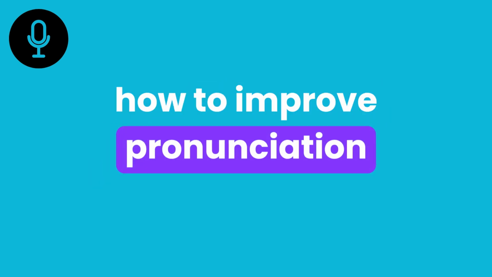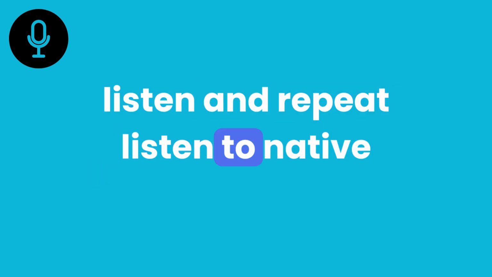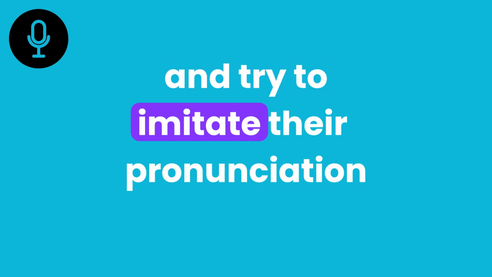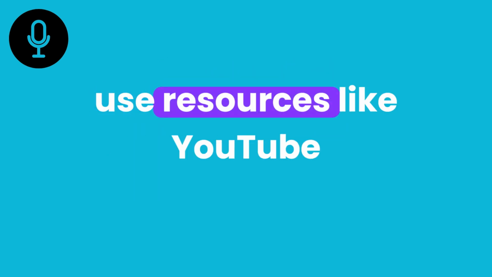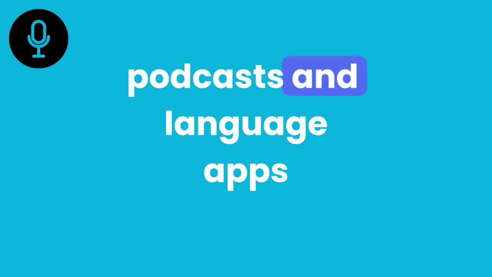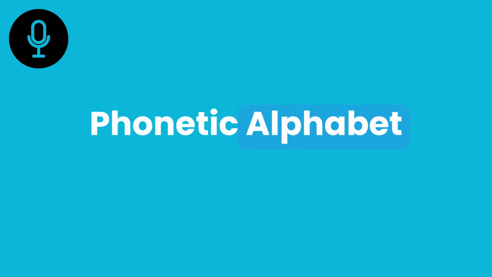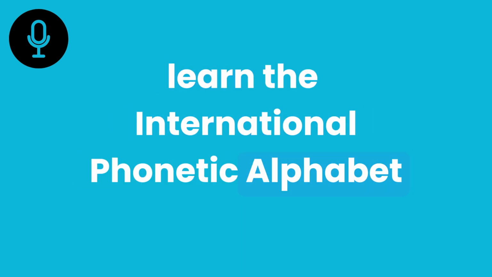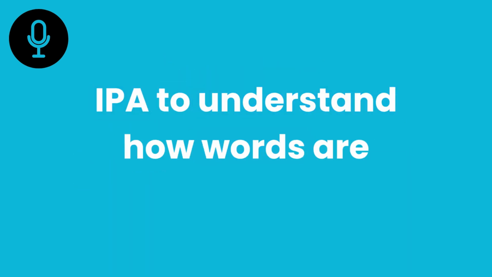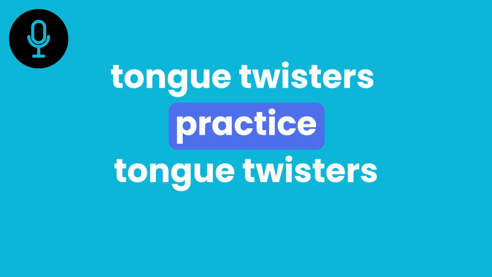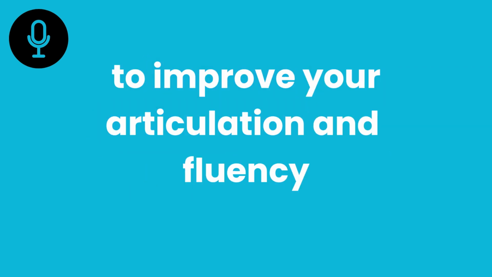How to improve pronunciation. Listen and repeat. Listen to native speakers and try to imitate their pronunciation. Use resources like YouTube, podcasts, and language apps. Phonetic alphabet. Learn the International Phonetic Alphabet, IPA, to understand how words are pronounced. Tongue twisters. Practice tongue twisters to improve your articulation and fluency.